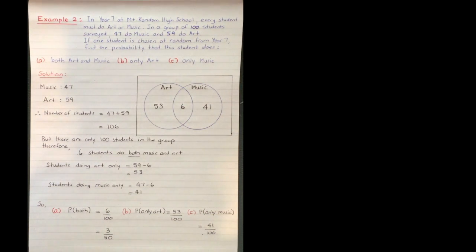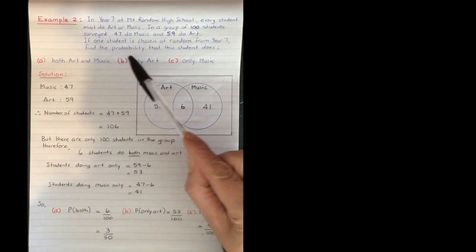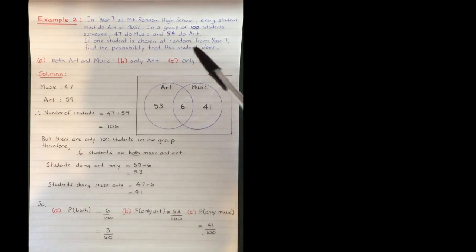Example 2. In Year 7 at Mount Random High School, every student must do art or music. In a group of 100 students surveyed, 47 do music and 59 do art. If one student is chosen at random from Year 7, find the probability that this student does A, both art and music, B, only art, C, only music.